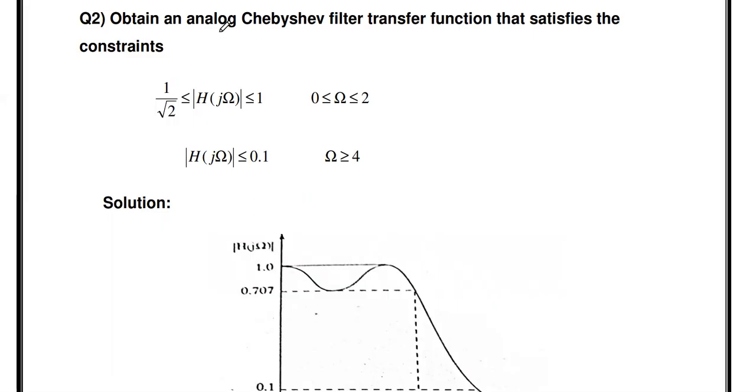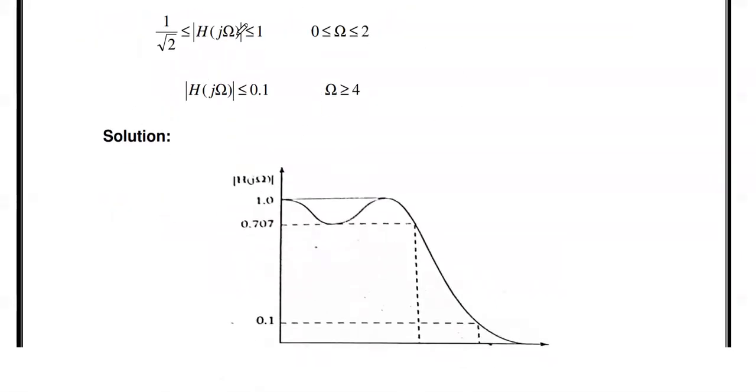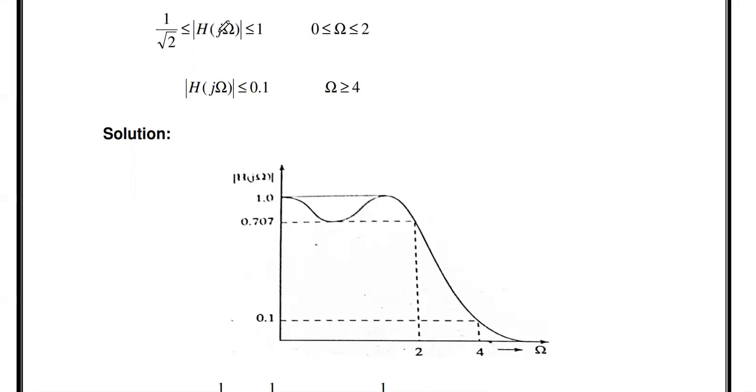Look at the question: obtain an analog Chebyshev filter transfer function that satisfies the constraint. This is the given specification. The magnitude response, modulus of H of j omega, lies between 1 by root 2 and 1 whenever the frequency omega is between 0 and 2. So the frequency is from 0 to 2, and the modulus of H of j omega is between 1 and 1 by root 2.